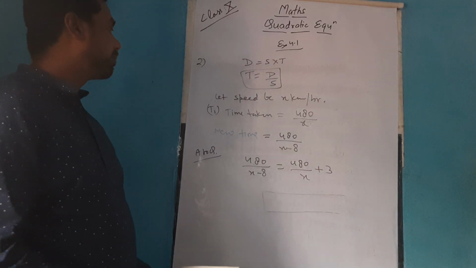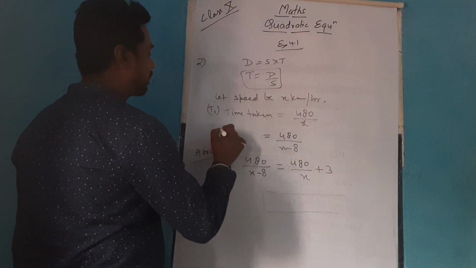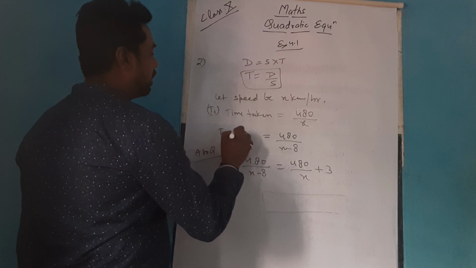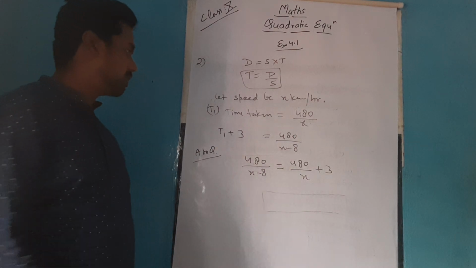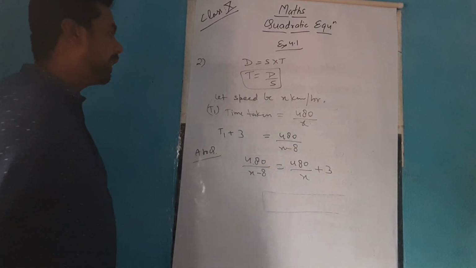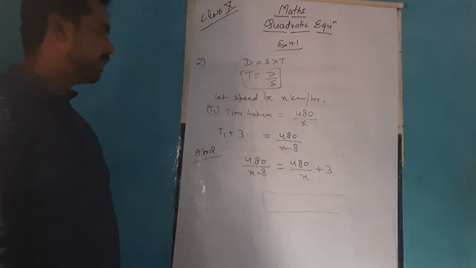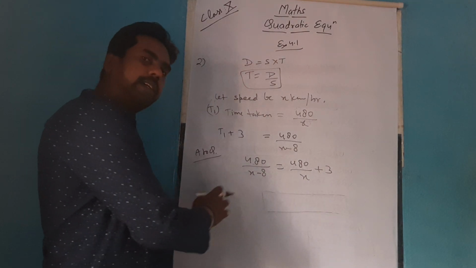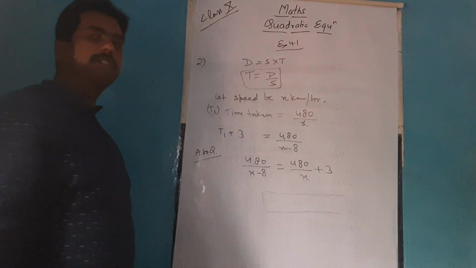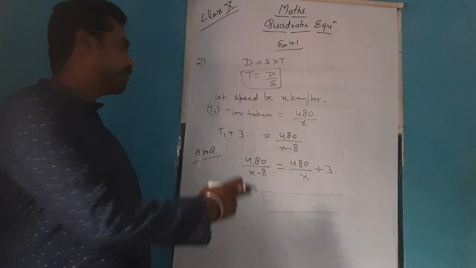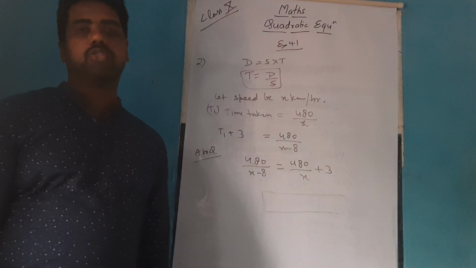So new time, or we can do the changes here, t1 plus 3 hours more to go the same distance, and t1 is actually 480 by x, plus 3 hours more, that will be equal to 480 by x minus 8. It means when he is decreasing the speed, whatever time he was taking earlier, he will take 3 hours more for the same distance. So that has become 480 by x minus 8 equals 480 by x plus 3.